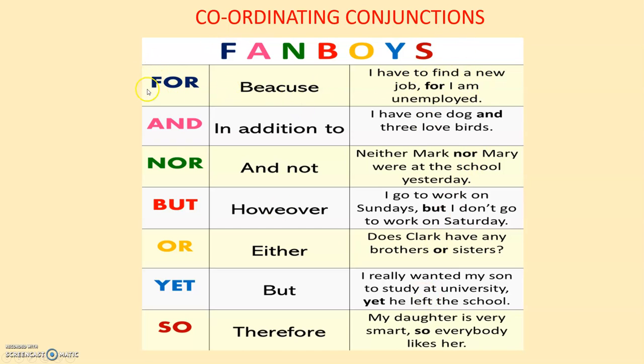For means because, so it means that way. Now these words I'm talking about, FANBOYS, remember, these are the coordinating conjunctions. You can go through the sentences.